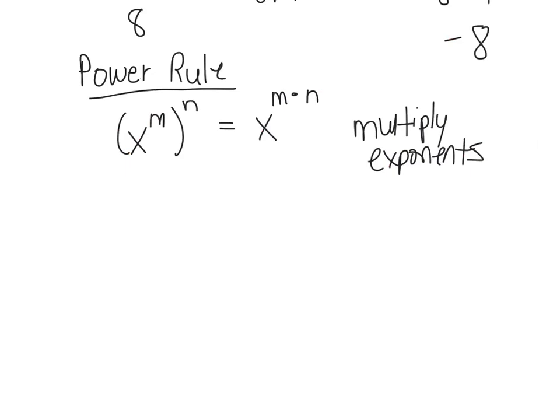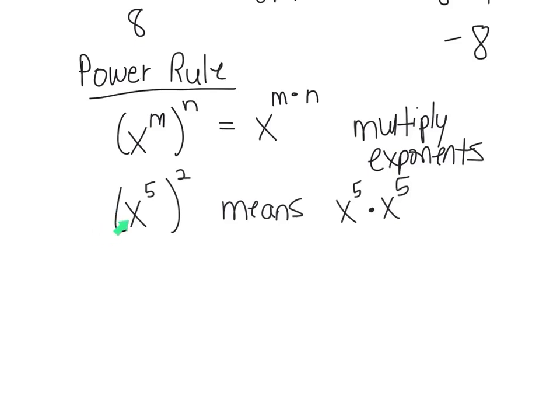The next rule with the exponents we'll talk about is the power rule, where you have a base to a power, but you have that in parentheses to another power outside. So we have multiple powers. In this case, you're going to keep the base, but multiply the exponents. And I'll give an example here to show why. Let's take x to the 5th and the whole thing to the 2nd power.